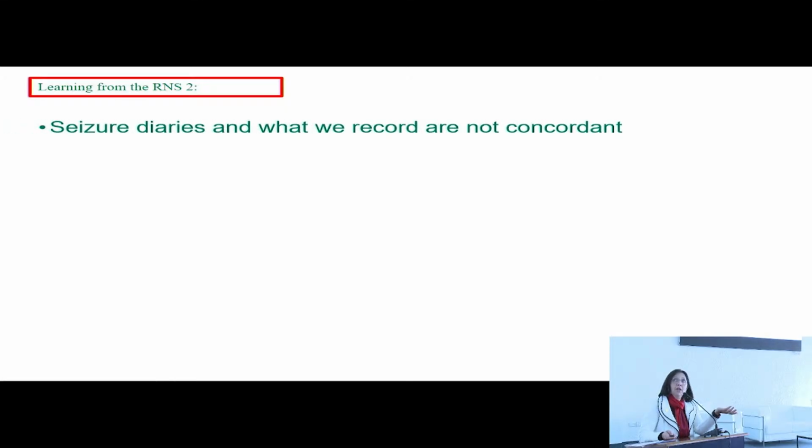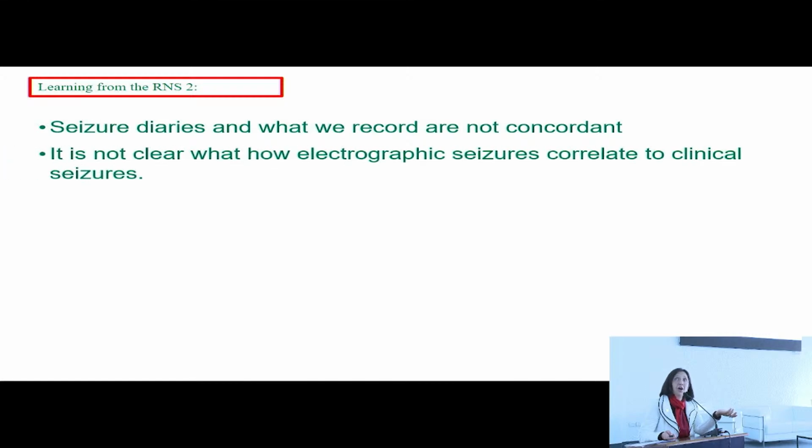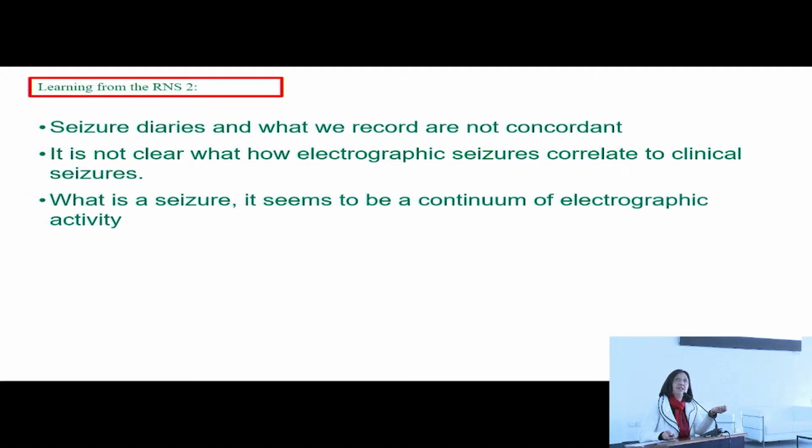So I told you already, the seizure diaries are not concordant. It's not clear what all the things he had really correlate to clinical seizures. And what I feel like, I know less and less the longer I do this, I know less and less what a seizure is. When I graduated from medical school, I knew exactly what a seizure is. Now I have no idea anymore. It's somewhat a continuum between something that happens somewhere, and it's really a continuum. It's not an on-off switch.